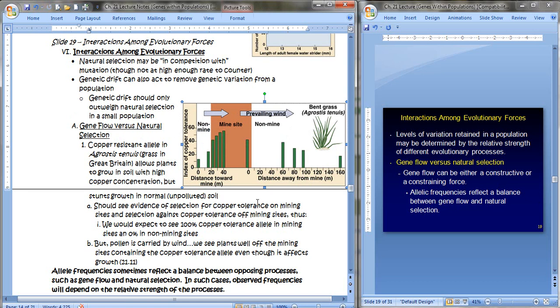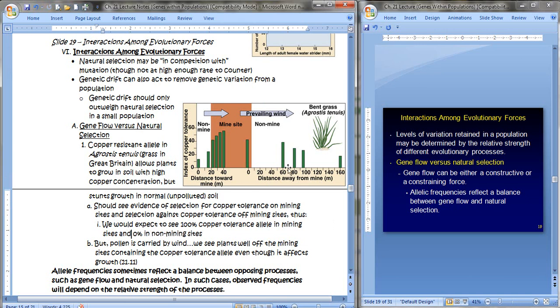What was discovered is that some grass plants that grow in an area where there was a copper mine actually possess an allele that makes them tolerant to copper. However, this allele also stunts their growth if they are in normal or unpolluted soil. So it makes sense that we would see evidence of selection for copper tolerance on mining sites and selection against copper tolerance off mining sites. Thus, we would expect to see 100% copper tolerance allele in mining sites and 0% in non-mining sites. But that's not what they found.